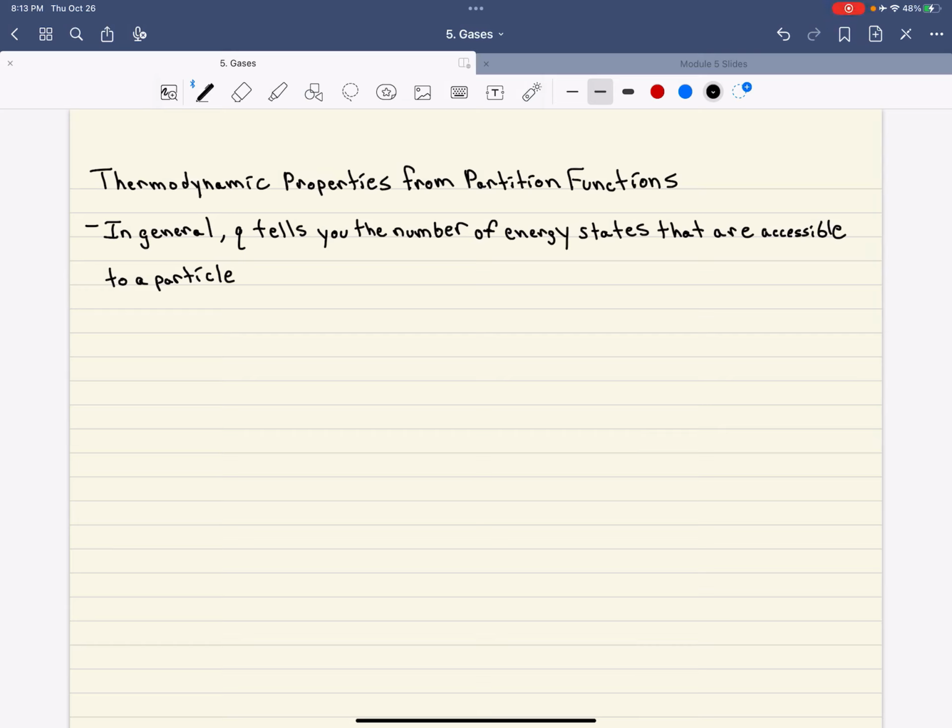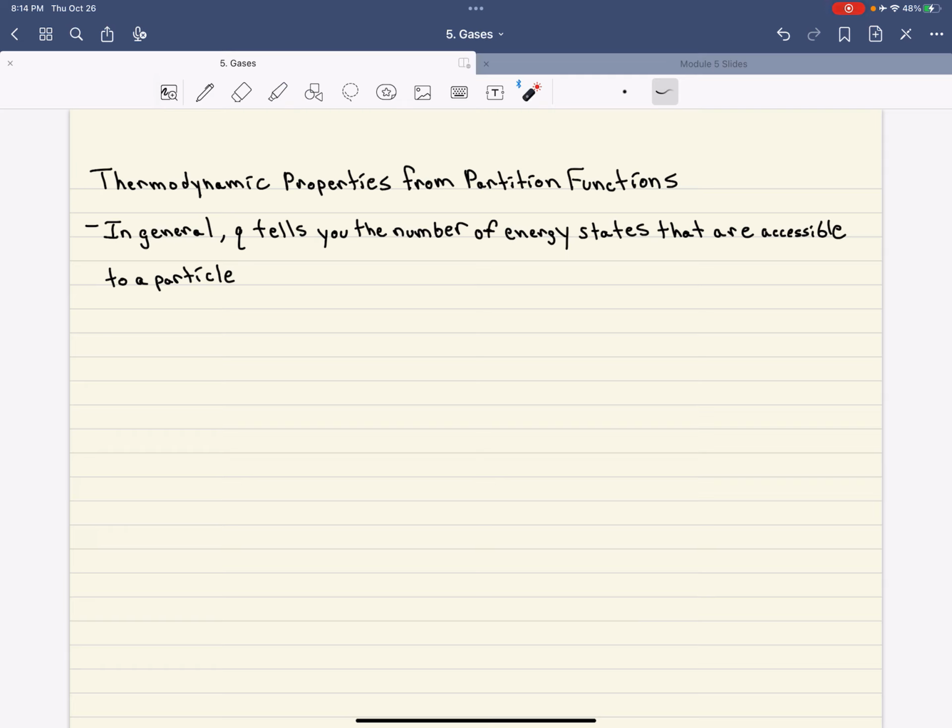Previously we introduced the individual particle partition function, little q. When we introduced q, we used it in such a way that it normalized our probability distribution for identifying what energy level a particle is in. But in general, the way to think about the partition function, little q, is that it tells you the total number of available energy states that a particle can access.